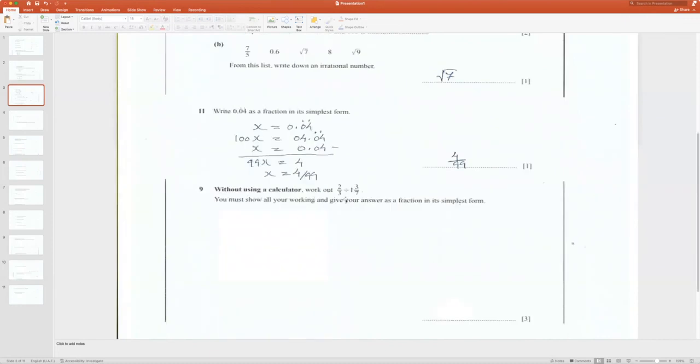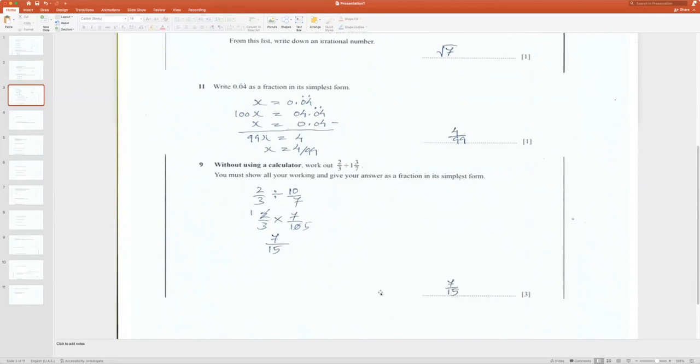Without using a calculator, work out this. We have done this several times. So 2 over 3 division. So this mixed number we can write as 7 times 1 is 7 plus 3, 10 over 7. So this division becomes multiplication and the reciprocal is coming. So 2 times 5, then 1 times 7, 3 times 5, 15. So the answer is 7 over 15.